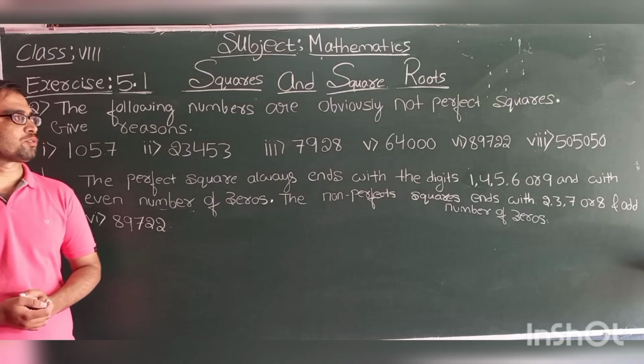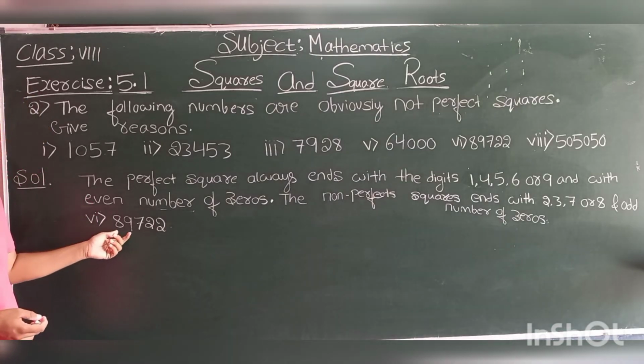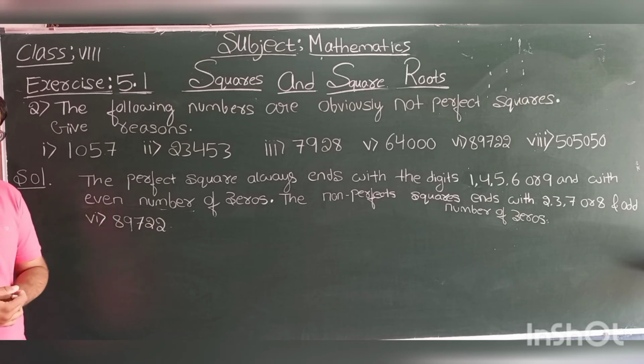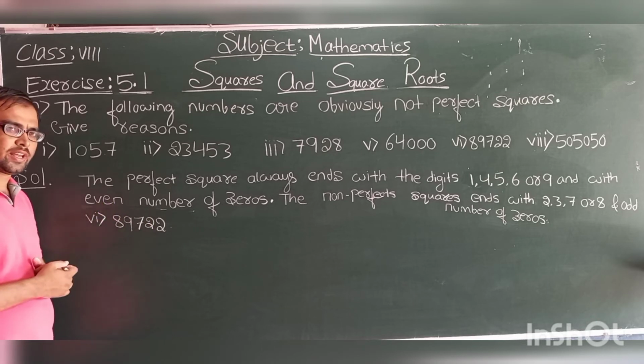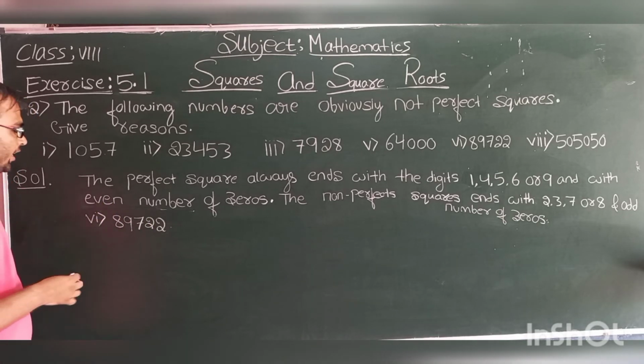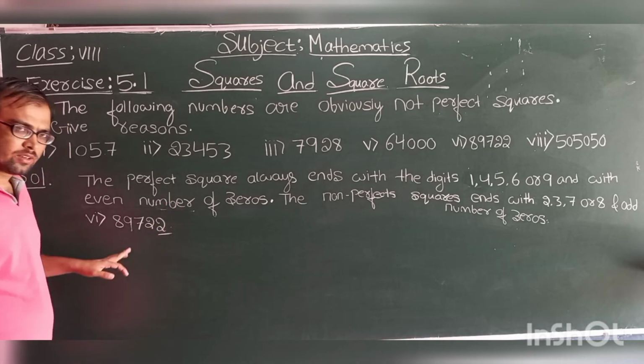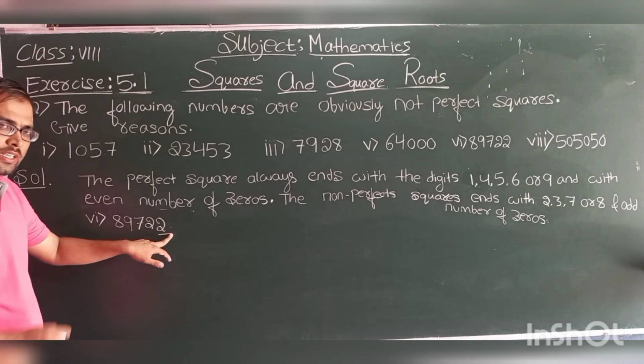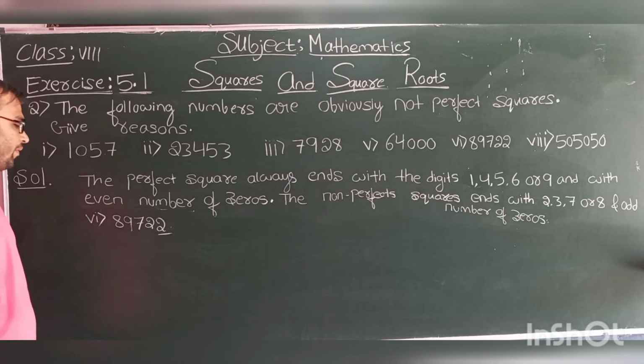Students, now we'll solve the next question. Okay, so what have they given? 89,722. Okay, so this is not a perfect square. And why is it so? So look at here, as the number is ending with the digit 2, it is not a perfect square.